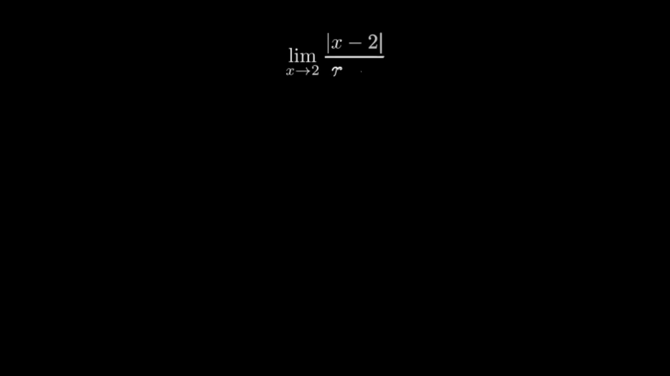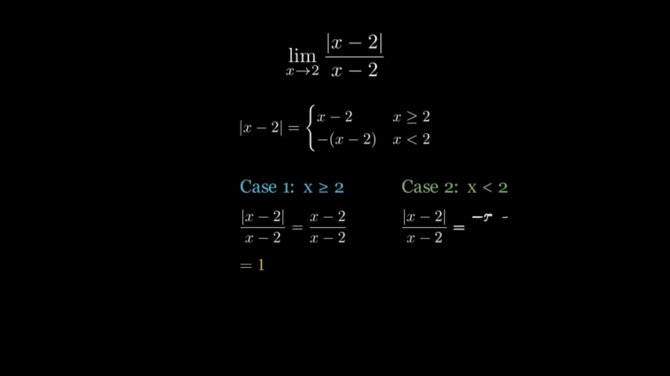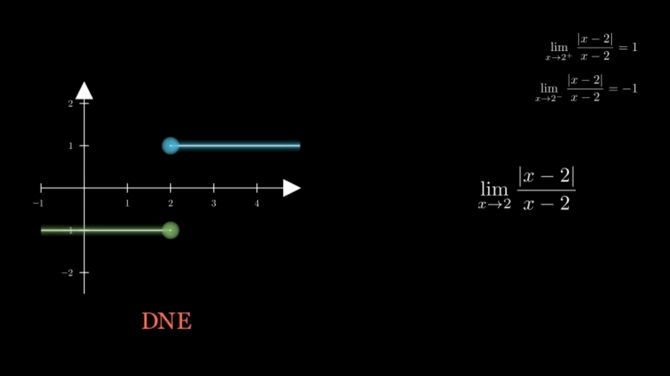Here's another important example. Absolute value functions are just piecewise functions, so that means you can break them into cases. For x greater than or equal to 2, we get 1, and for x less than 2, we simply get -1 at the end. So let's track the answer to the top right of the screen and graph this. And as you can see, when we do graph this, the left-sided limit does not equal the right-sided limit. The limit does not exist.